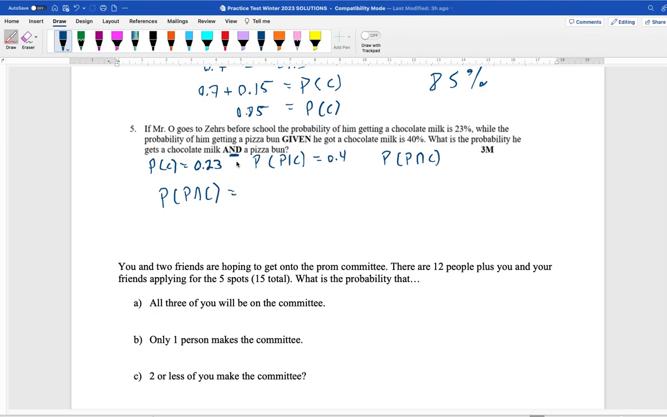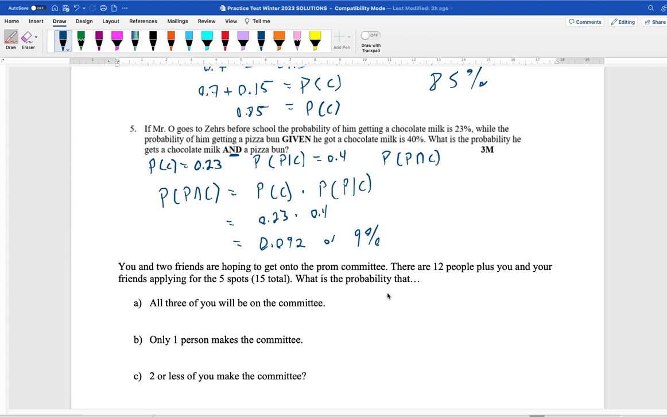equals the probability of chocolate milk times the probability of a pizza bun given you got a chocolate milk, which is 0.23 times 0.4 equals about 9%. 0.092 or 9%.